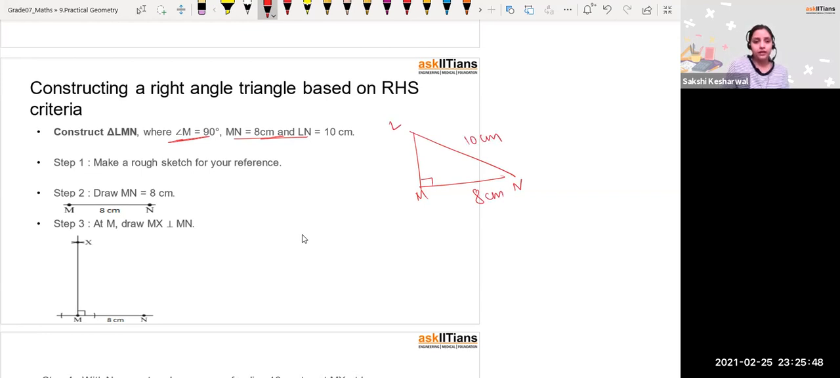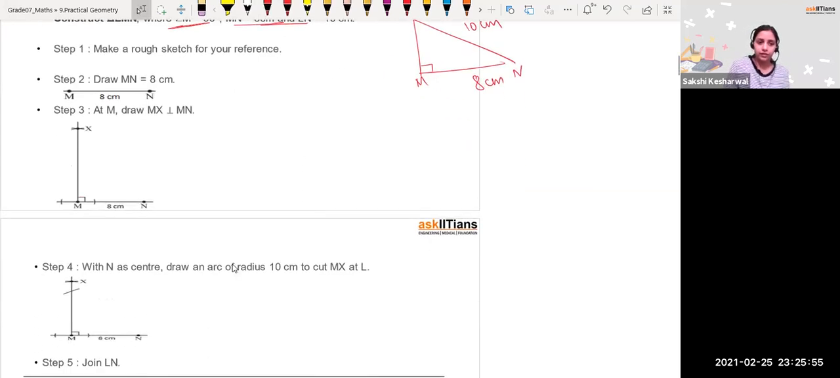First, draw a line segment MN of 8 centimeter. At M, you draw an angle of 90 degrees with the protractor or with the compass, depending on your school teacher. And then taking N as a center and a radius of 10 centimeter, cut an arc and then join this. This is your required triangle, that is LMN.